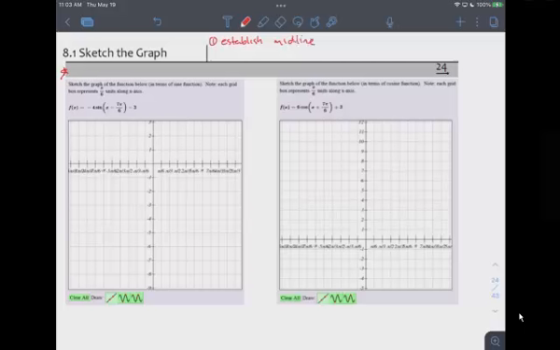All right, so I'm going to talk through here the process I would use. You don't have to do it this way if you have a different way that works for you. Okay, but I'm going to establish my midline first. My midline can be found by my vertical shift, right? So my midline is going to be -3.